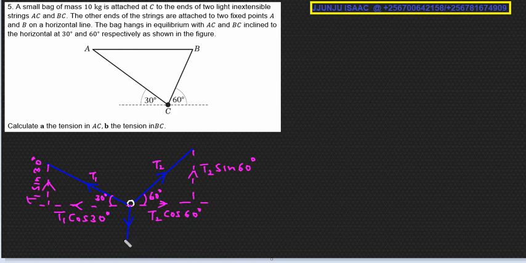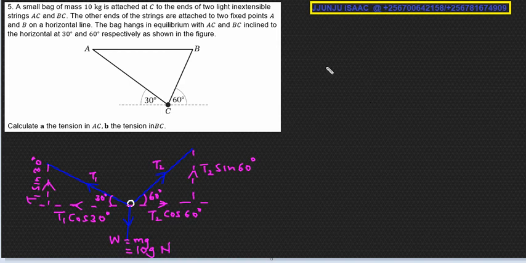So the weight is going to be mg, which will be 10 kilograms times acceleration due to gravity, that is 10 newtons. So those are the forces. So we need now to write the necessary equations.